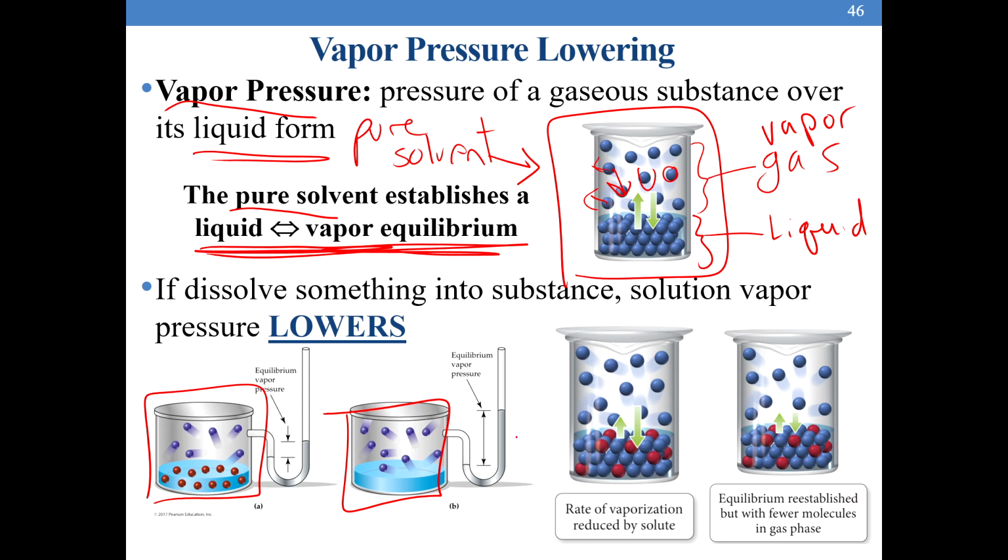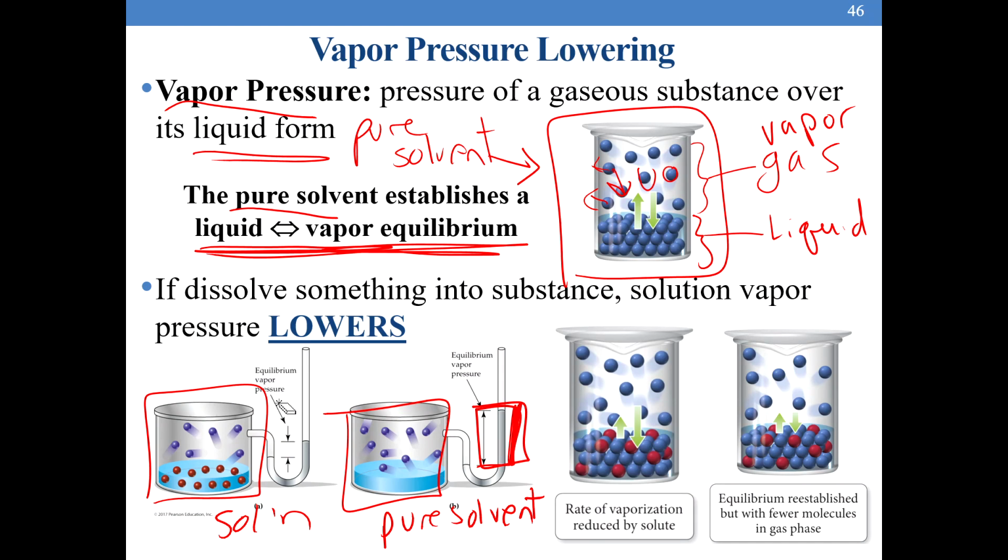And you can see the amount of pressure measured in a height distance on this tube on the right. The height distance on the right, pure solvent, is higher than this distance here that I'm trying to box in. Whereas if we start to make a solution, or we add solute, we have lowered the height on the little measuring tube, okay?